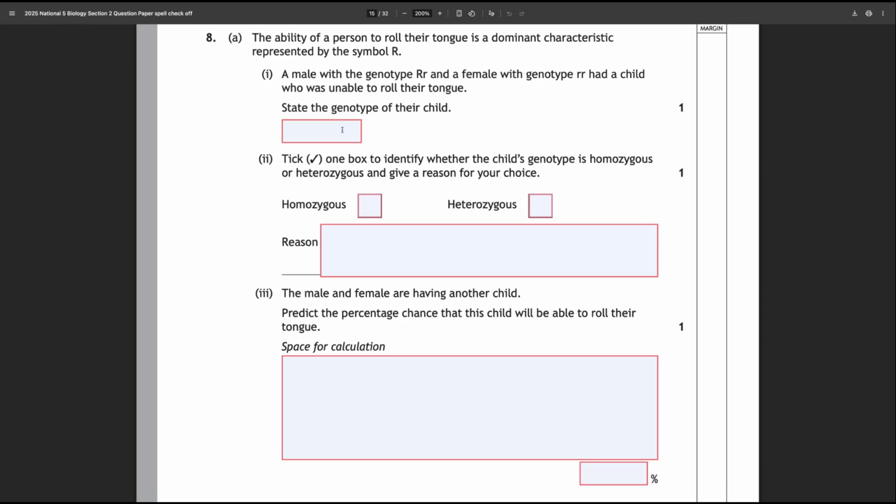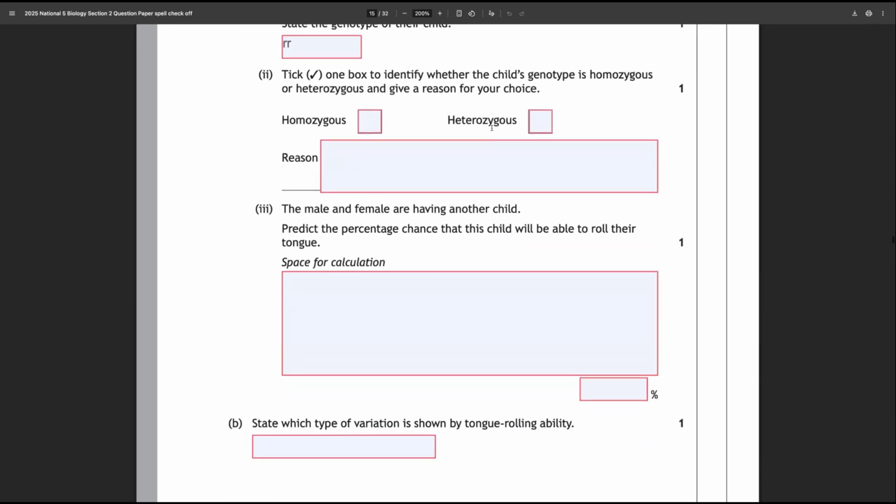So it says tongue rolling. If we read the core of the question at the top there, tongue rolling is a dominant characteristic, okay, and it's represented by a capital R. So if a child is unable to roll their tongue, therefore they can't do it, they must have 2 lowercase r's, because if they have even 1 capital R, they will have the ability to roll the tongue because it's a dominant characteristic and you only require 1 allele for the dominant characteristic.